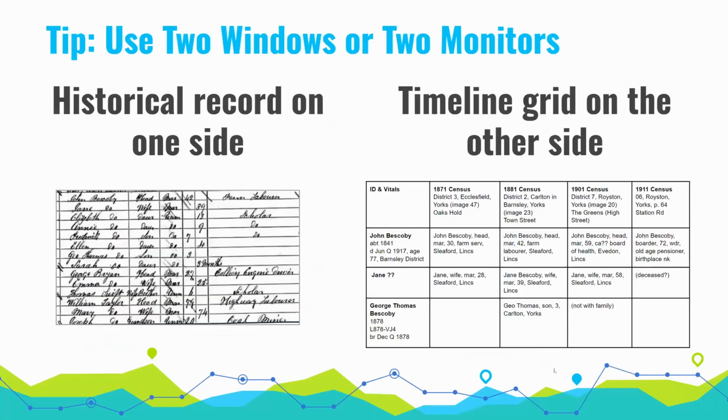One thing I have found it helpful to do is to display both the historical record and the timeline grid at the same time. So if you've got a large monitor, you can just open up two different browser windows and have them side by side. Or if you have two monitors, you can put one on one monitor and one on the other. And I found it makes it easier to be able to see them both at once.